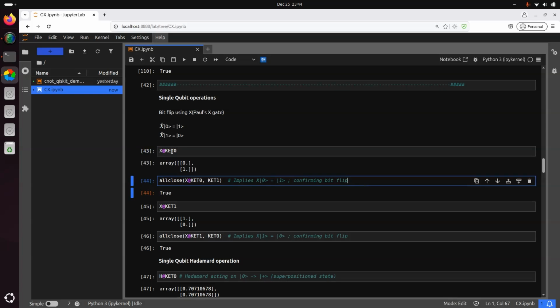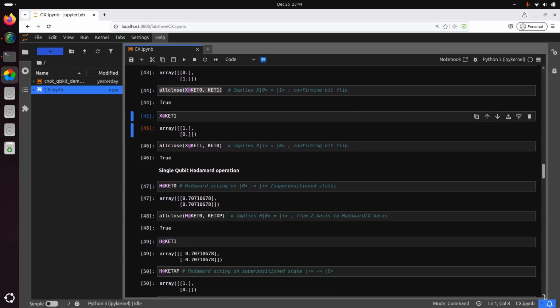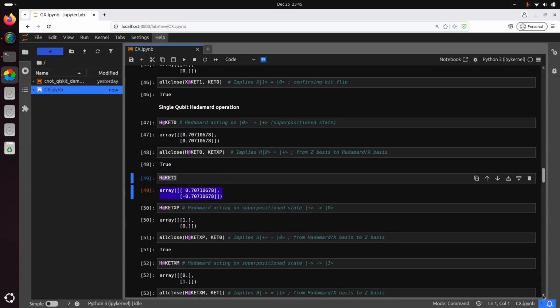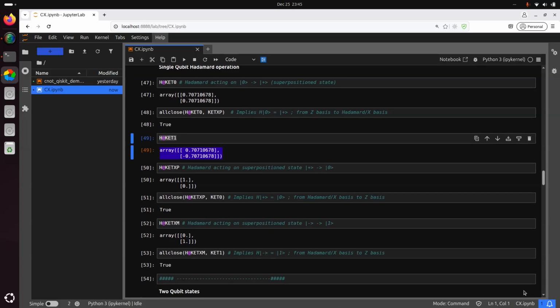So ket x is operated on ket 0, and we'll get ket 1. Similarly ket x is operated on ket 1. We'll end up with the ground state, and this is the validation. Moving on, Hadamard when operated on ket 0, we'll end up with this state, and when operated on the first excited state, we'll end up with the superposition state. And here is the proof. And you can validate these things for yourself.